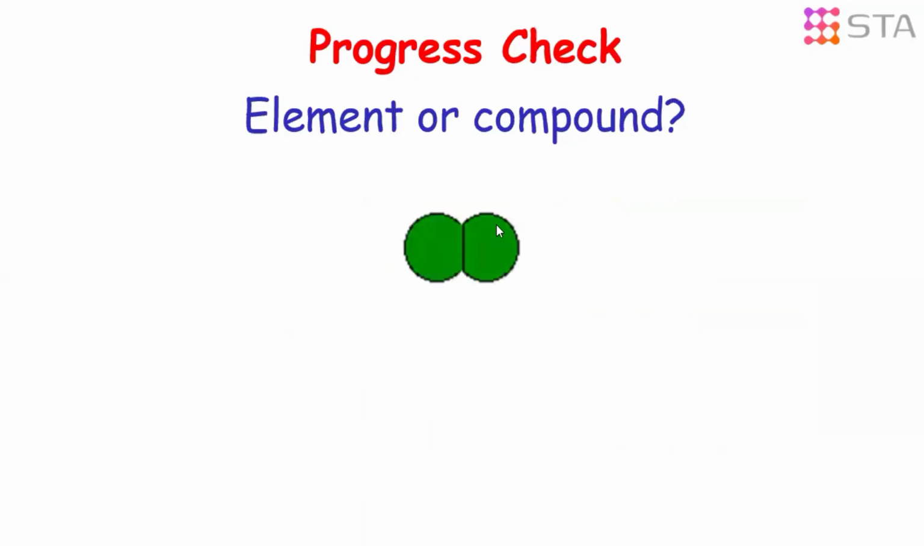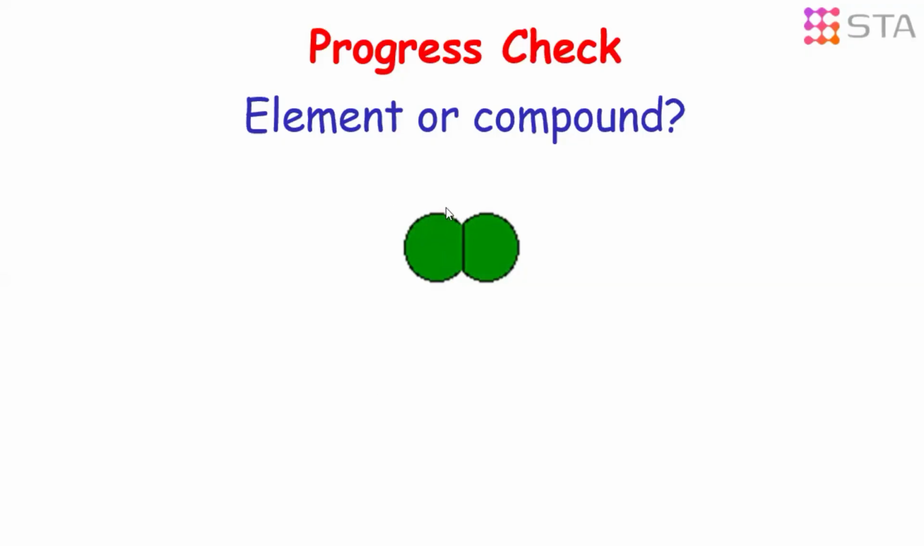Now here's a quick quiz for you to complete as another progress check. So simply look at the particle and tell me if it's an element or a compound. So this is question one. If you want to, you can pause the video and hit play when you're ready to go.